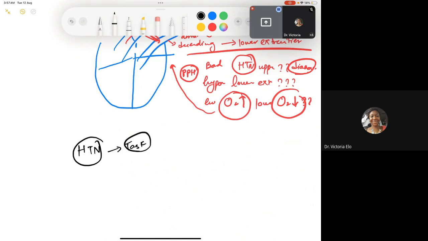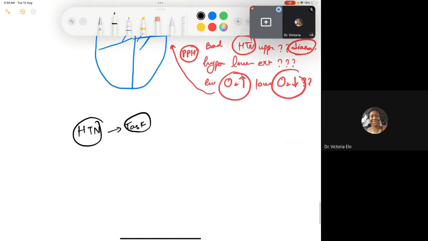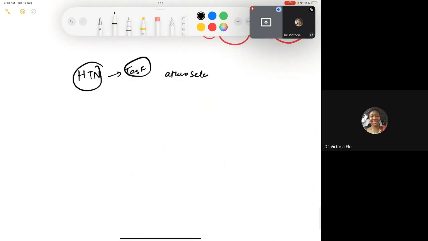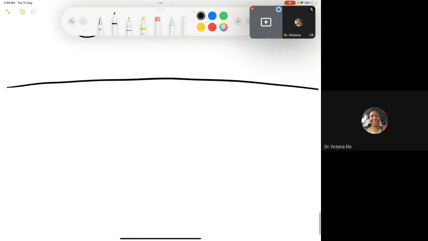Okay, so the next topic which we are going to discuss is really simple. That's going to be your atherosclerosis. Do you guys have any idea what is atherosclerosis?